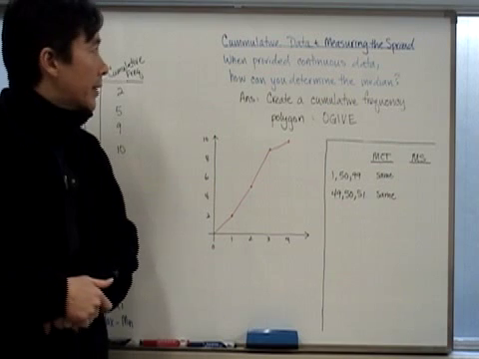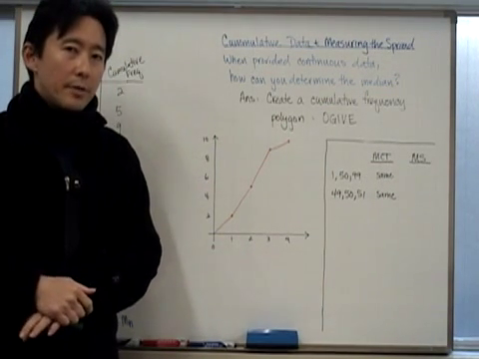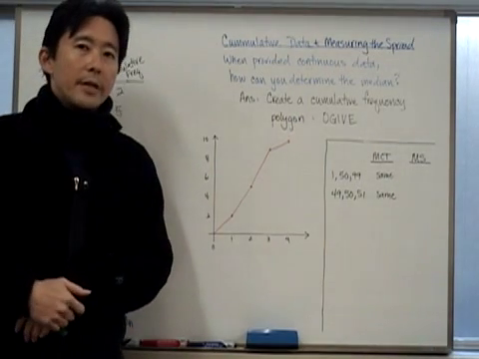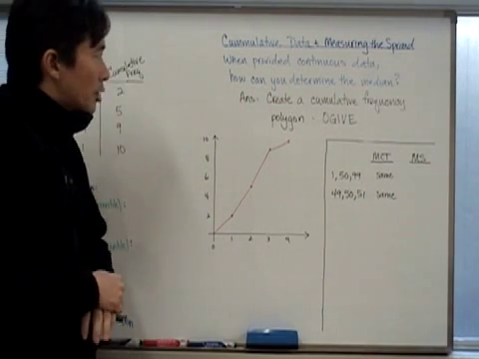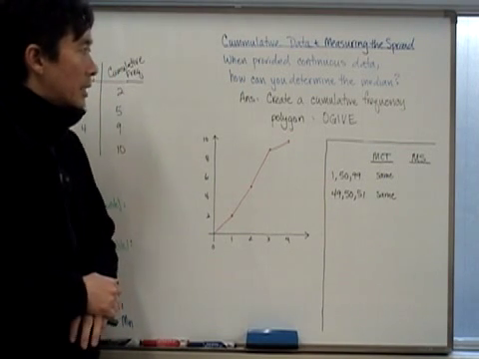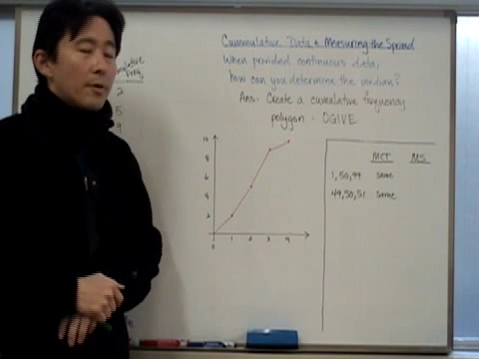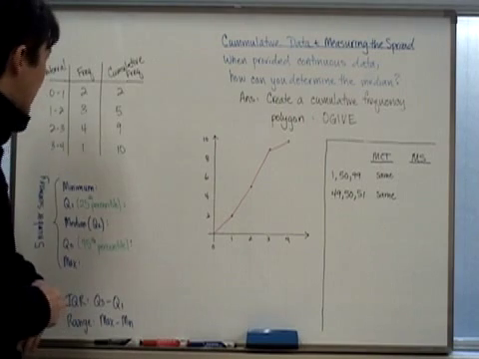Hello everyone, let's go ahead and take a look at cumulative data and an introduction to measuring the spread of data. Now when we talk about cumulative data, one of the primary reasons why we need to approach cumulative data is because we need to answer this one question: how do you determine the mean, the median, if you're provided with continuous data? So let's go ahead and take a look at an example.